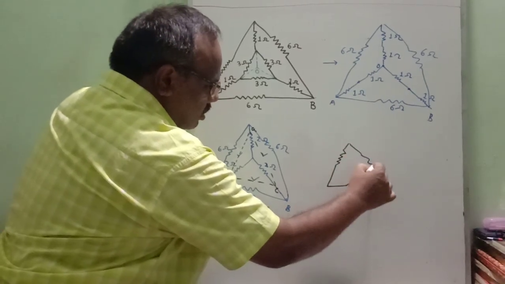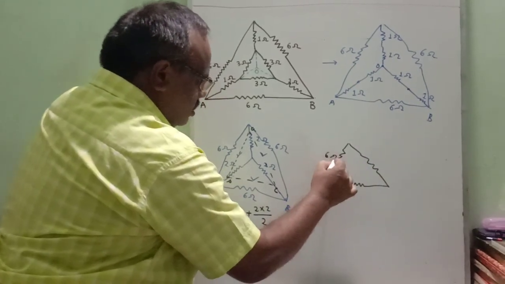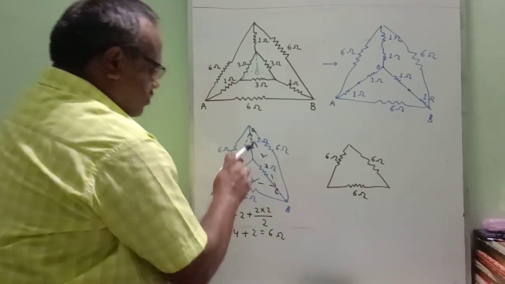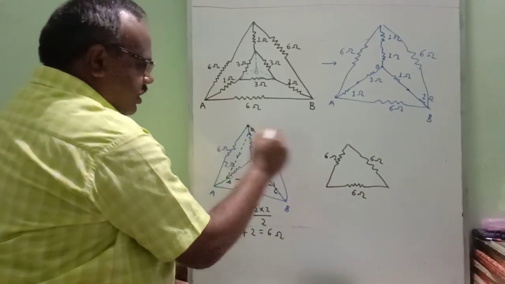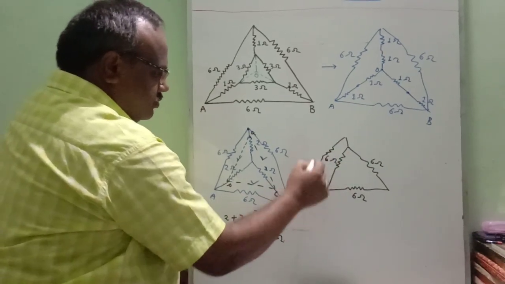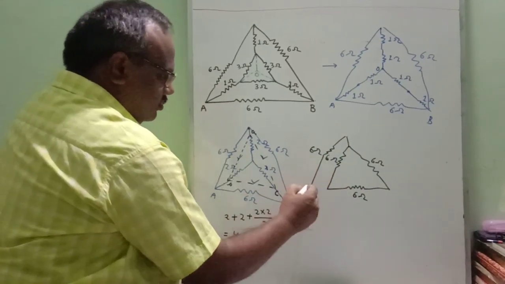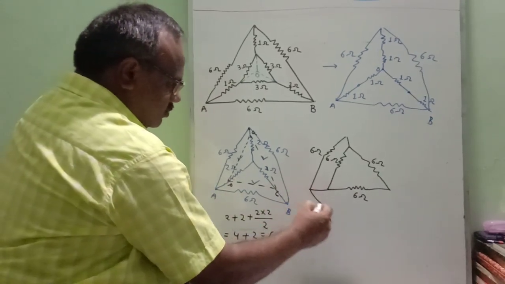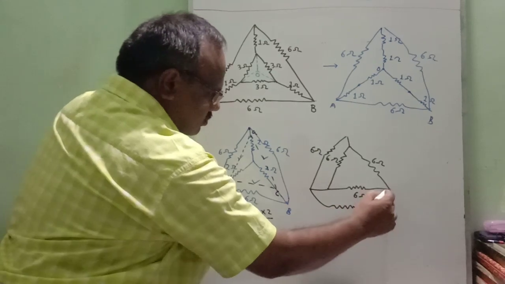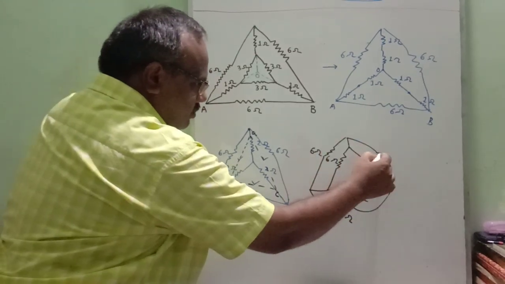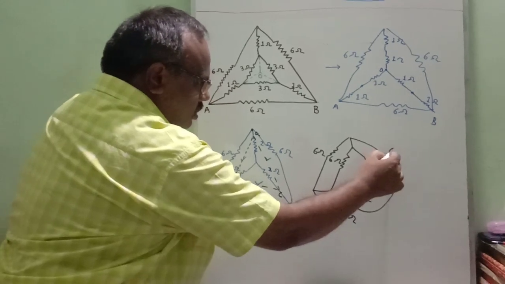If you redraw it, this is 6, this is 6, this is 6. Now at this point there is 6, it is there. At this point this is 6, at this point that is also 6.